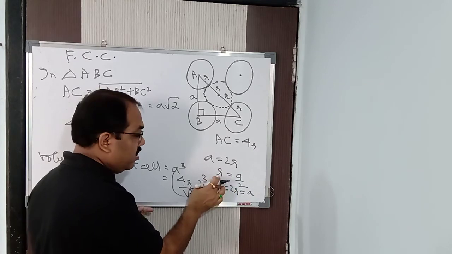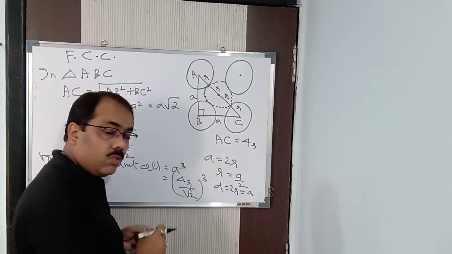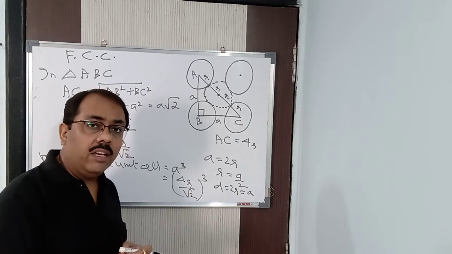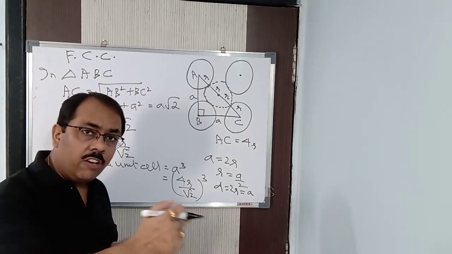Then in the numericals you will see this will be used. R will be used, diameter will be used. Diameter in the numericals, in case of ionic compounds, will be the inter-ionic distances.